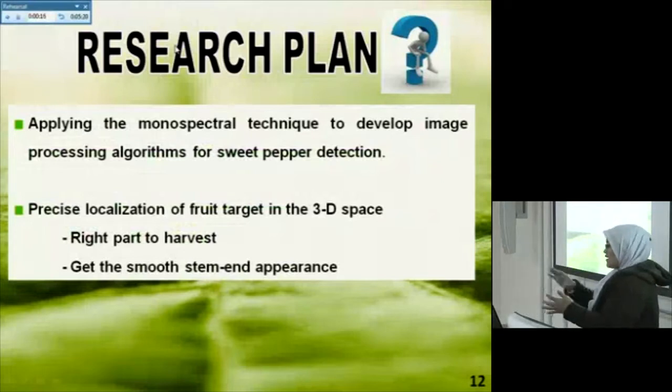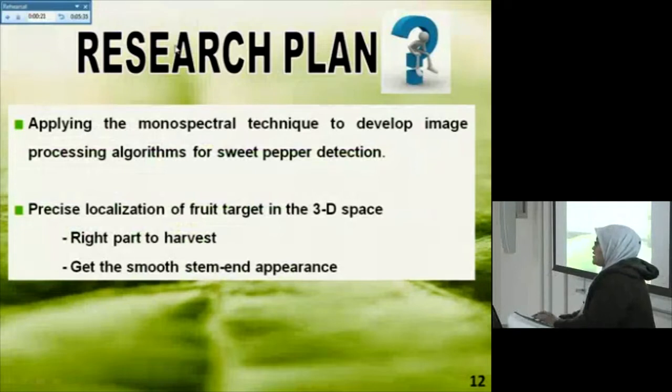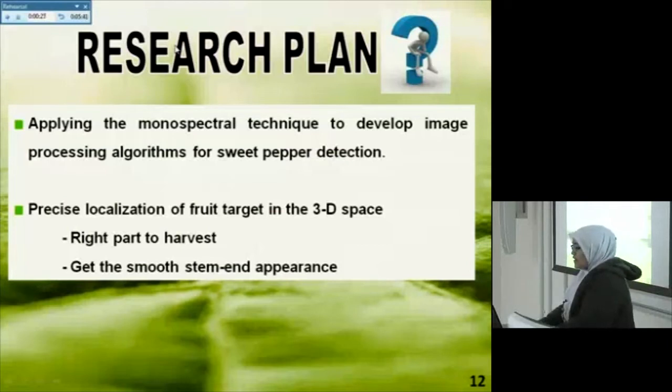similar color in that environment, and then localize the fruit target in 3D space, which is to detect the right part to harvest, so we can get the smooth stem end appearance.